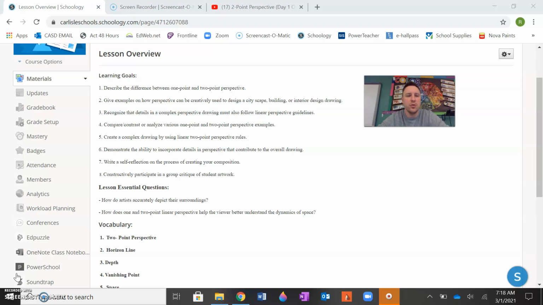So your learning goals, we have 8 of them for the assignment because there's so much to take in from this project. Just to discuss them, we will first describe the difference between 1 and 2-point perspective, since a 2-point perspective drawing is a continuation of what you all learned in 7th grade the year prior, where we're going to have 2 vanishing points instead of 1. Then we're going to give examples on how perspective can be creatively used to design a city, building, or interior design.